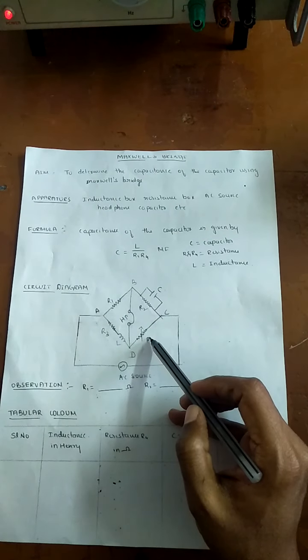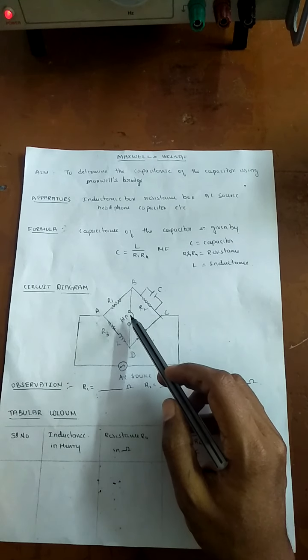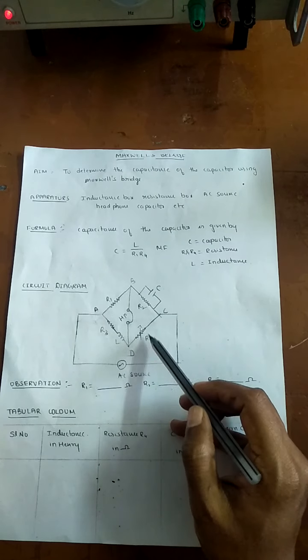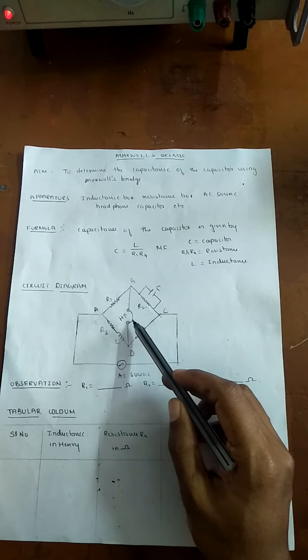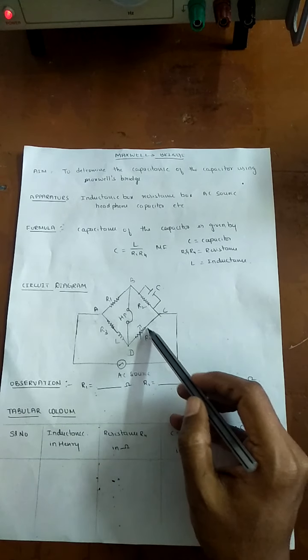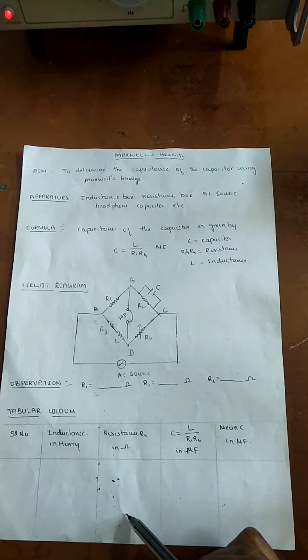Then we have to unplug the resistance from R4 until we hear the minimum sound in the headphones. When we hear the minimum sound in the headphones, we have to note down the resistance of R4. Then we have to write it in the tabular column.